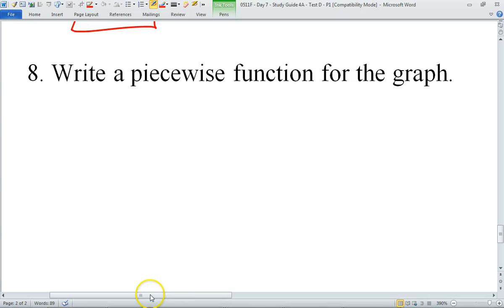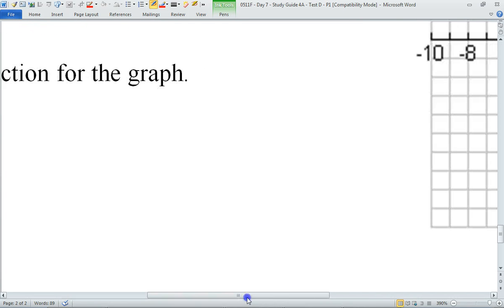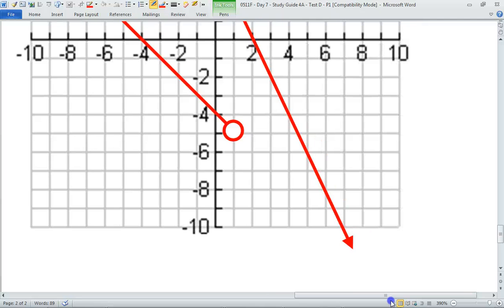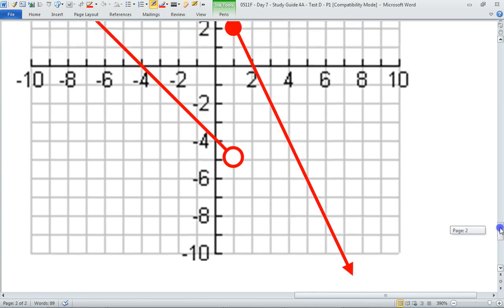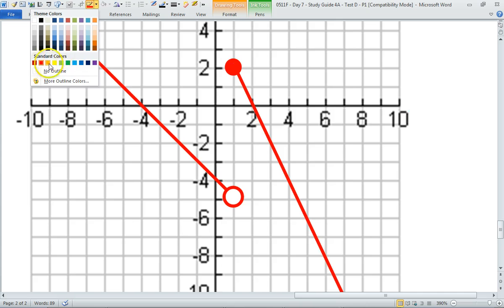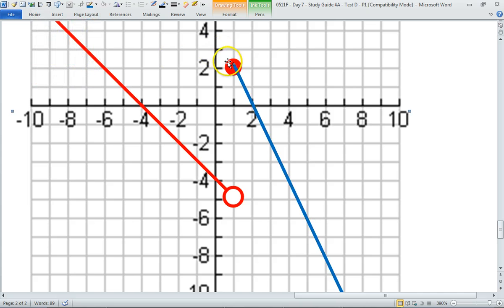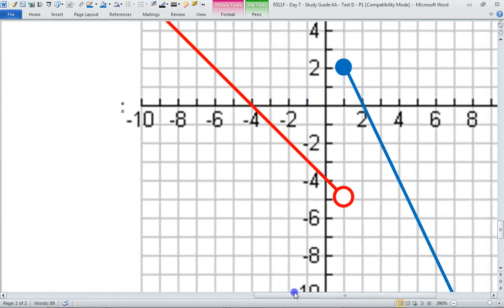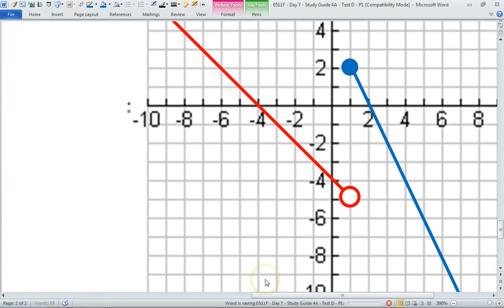Alright, write a piecewise function for the graph. Alright, some kids have trouble with this, so watch this carefully. Alright, can I change the color still? Come on, give me this little line. I don't know if they'll let me do it or not. Yeah, nice. Okay, I like to have red and blue. It makes me feel better. So I'm going to do the red one first.